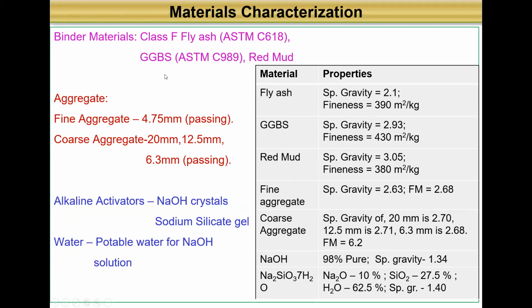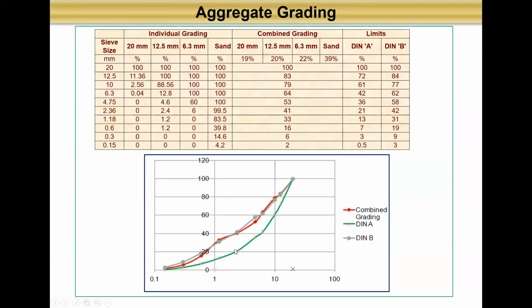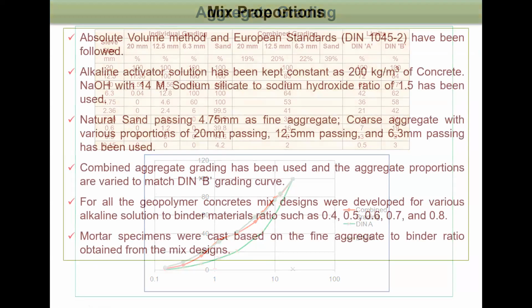Then in addition to the fly ash and the GGBS, since we are developing concrete, we need to add the fine aggregate and the coarse aggregate. These are the particle fractions of the fine aggregate and coarse aggregate. And we have considered sodium hydroxide and sodium silicate as the alkaline activator solution, and water, that is, potable water. This is the gradation curve. We followed the DIN A combined grading curve to select the fine aggregate and the coarse aggregate.